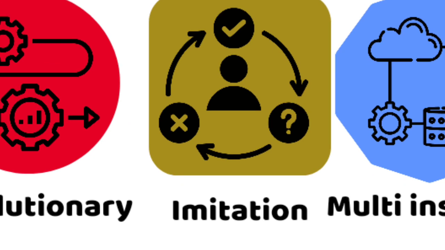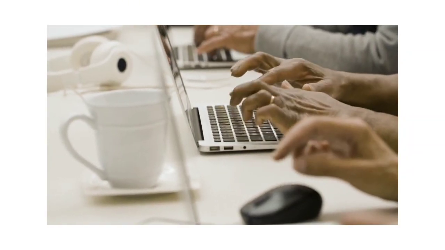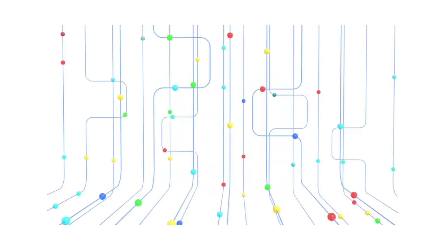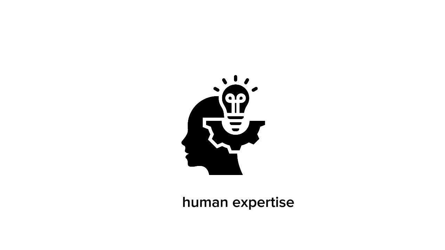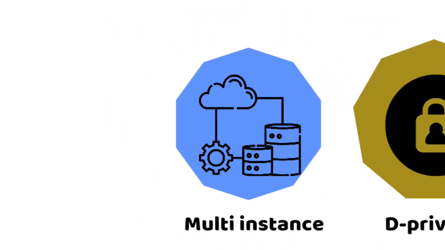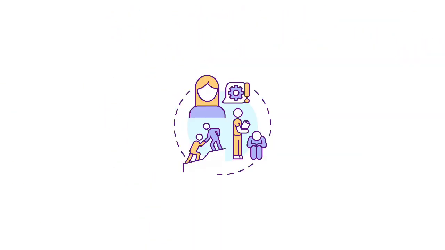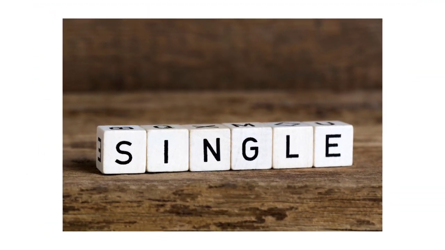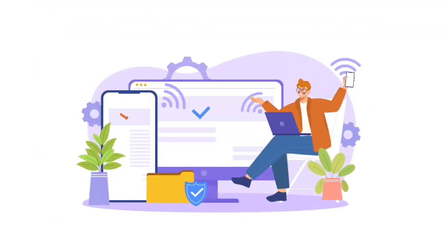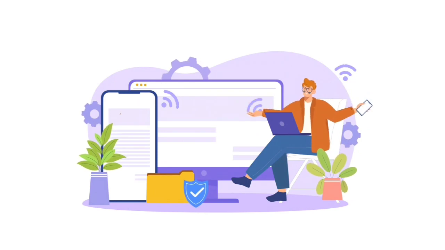Imitation learning. Also referred to as learning from demonstrations, imitation learning teaches models to imitate expert behavior by the observation of trajectories or demonstrations, hence facilitating learning from human expertise. Multi-instance learning. This technique allows the model to learn from sets of instances rather than single samples. It works with datasets where each example is a bag holding multiple instances.